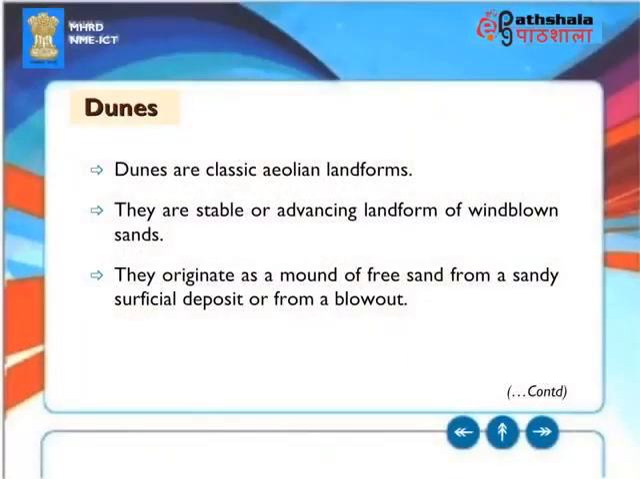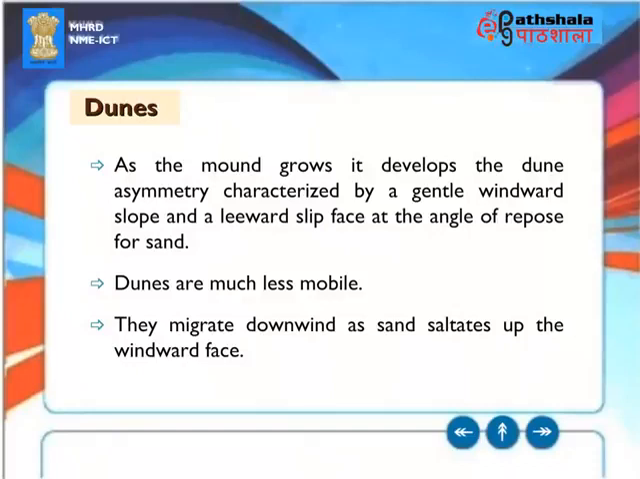Dunes. Dunes are classic Aeolian landforms. They are stable or advancing landforms of wind-blown sand. They originate as a mound of free sand from a sandy, surficial deposit or from a blowout. As the mound grows, it develops the dune asymmetry, characterized by a gentle windward slope and a leeward slip face at the angle of repose for sand. Dunes are much less mobile. They migrate downwind as sand saltates up the windward face.